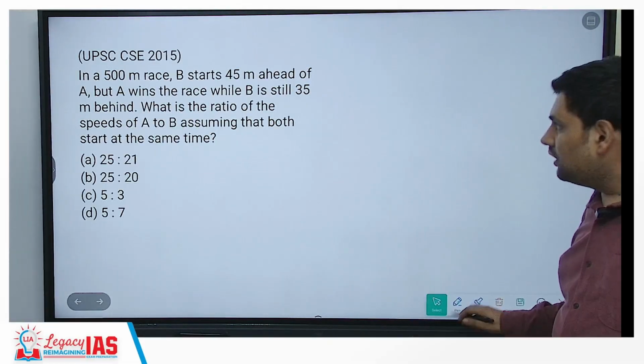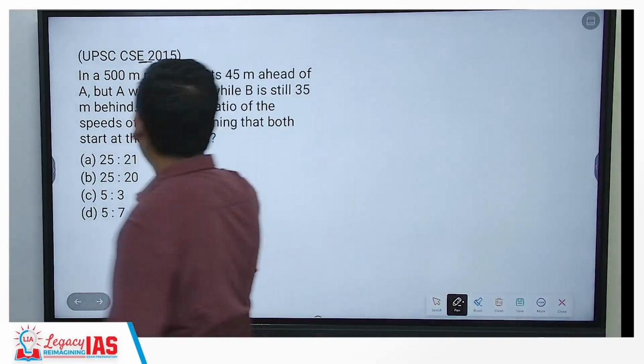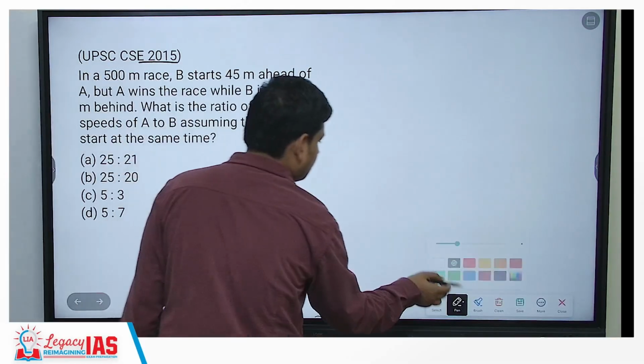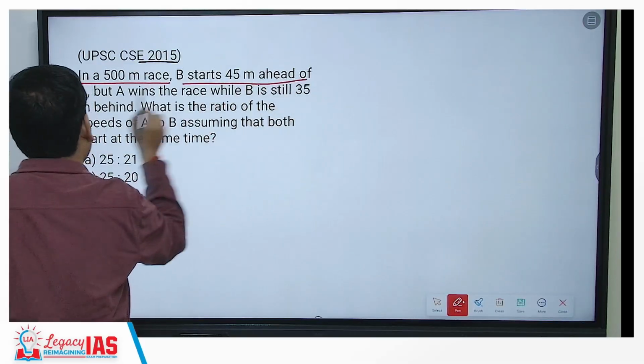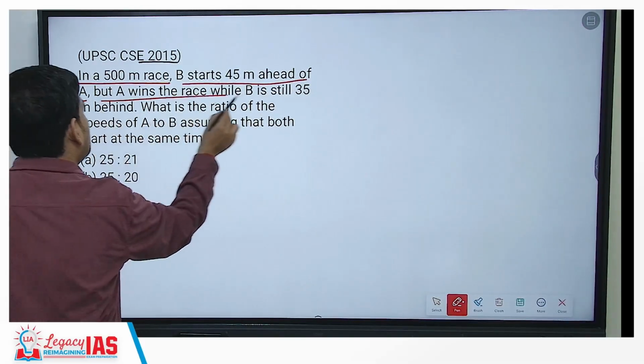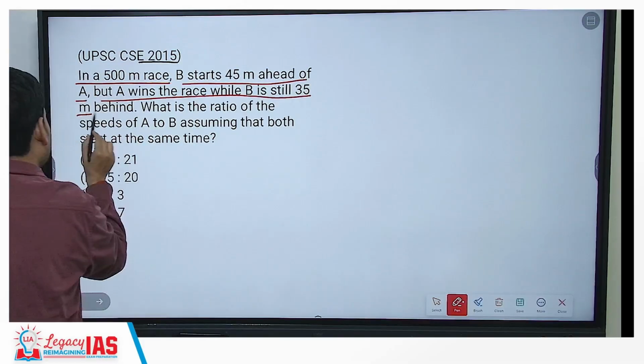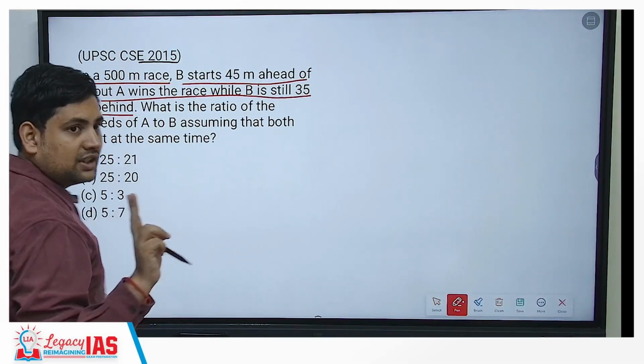Now see, this is a previous year question from 2015. What it says? It says in a 500-meter race, B starts 45 meters ahead of A, but A wins the race while B is still 35 meters behind. You understand both the terms now?